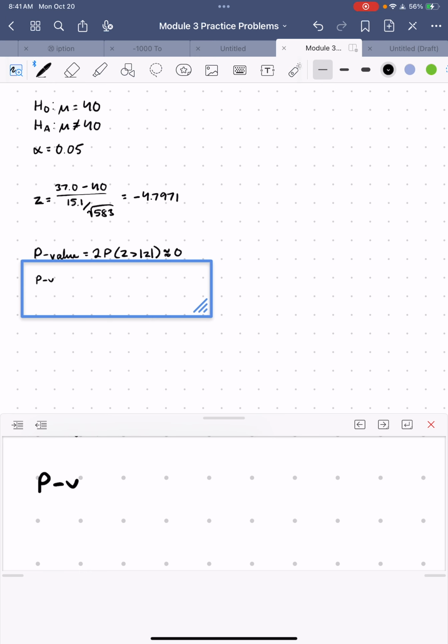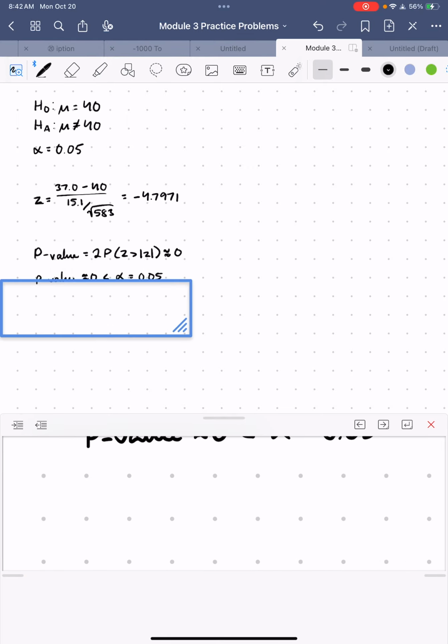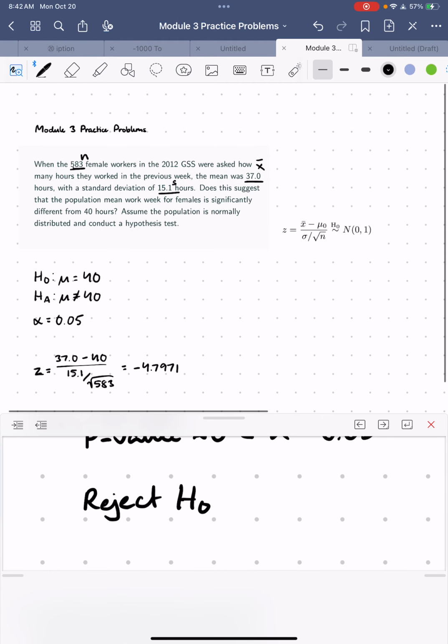And then we can compare our p-value, which is around 0, and it is less than our alpha value, our significance level, which is 0.05. And since it's less than that, we can reject our null hypothesis. And so we can say that we have significant evidence that the population mean work week for females is significantly different from 40 hours.